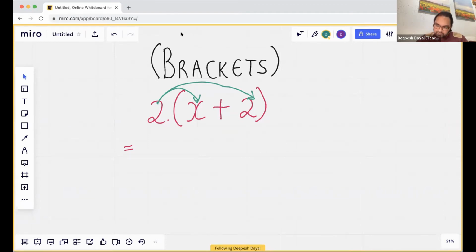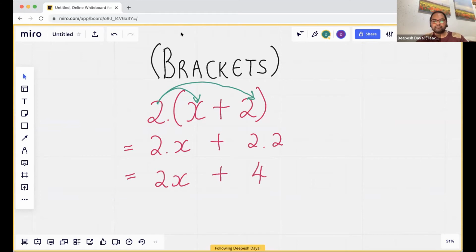So we're going to say 2 times x. I'm just going to use a dot plus 2 times 2. So we take the 2 and you multiply it into each part of the bracket. So 2 times x, so 2 dot x, and 2 times 2, 2 dot 2, right? So it's 2x plus, and 2 times 2 is 4. So 2x plus 4.